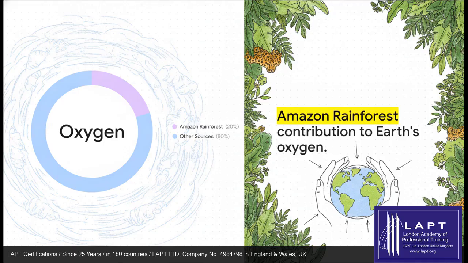Just one region, one massive biological engine, is single-handedly responsible for a fifth of our global life support system. So when we talk about protecting ecosystems, we aren't just saving some trees. We are quite literally protecting the very air we breathe.